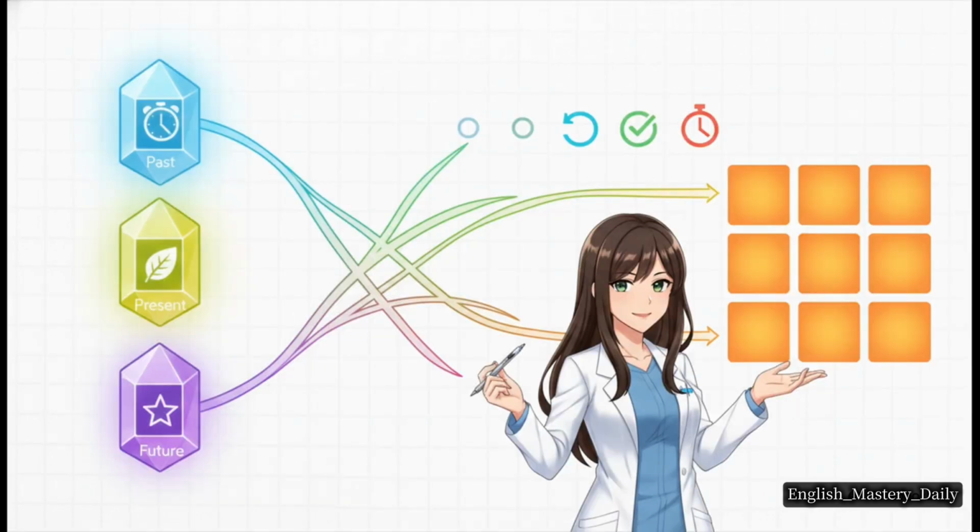And check this out. This is how we get to 12 so easily. We just take those 3 times, past, present, and future, and we apply 4 different variations or forms to each one. So 3 times 4, well, that gives us our 12 tenses. All of a sudden, it seems a whole lot more manageable, doesn't it?